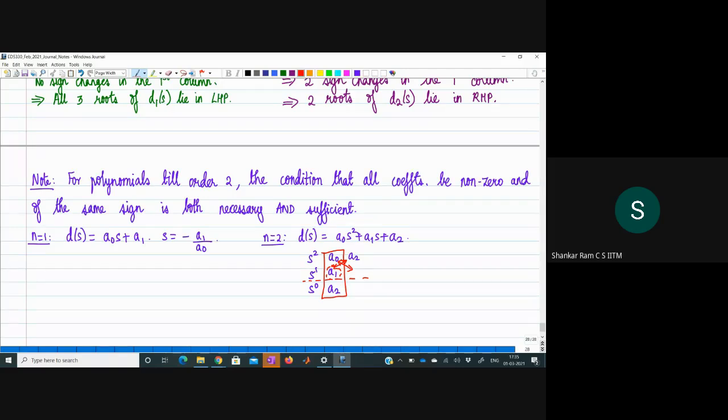All right. I'm sure you can immediately figure out why, for polynomials up to order 2, the condition that all coefficients must be non-zero and of the same sign is both necessary and sufficient. I hope this is clear. Any questions on this?